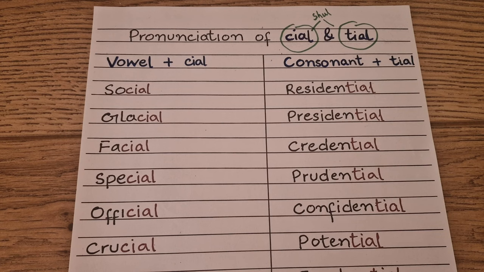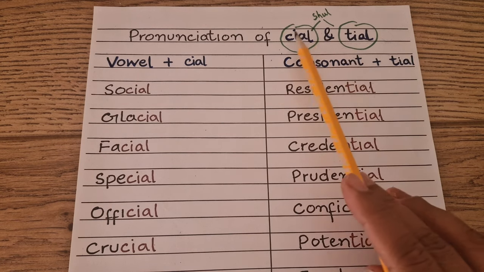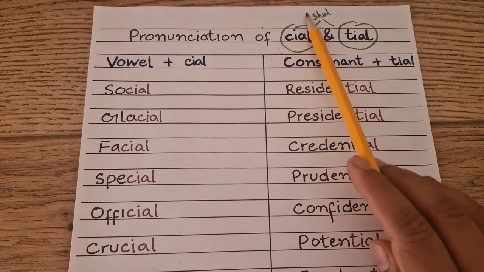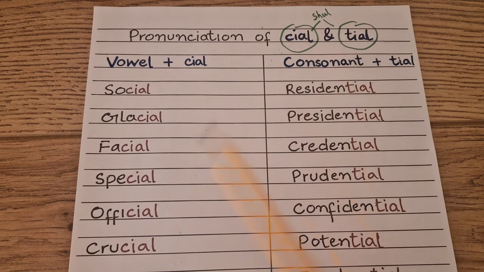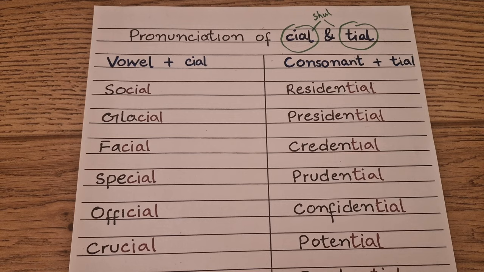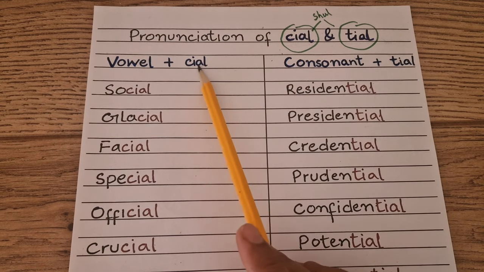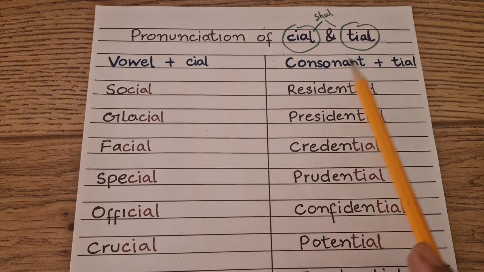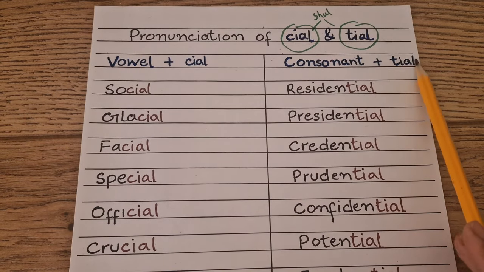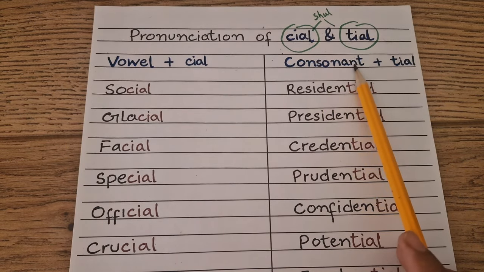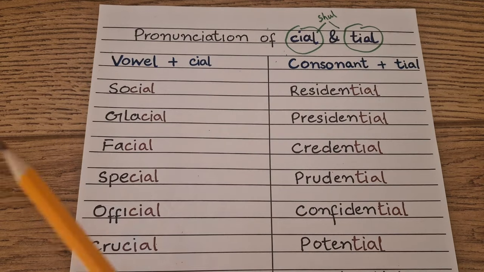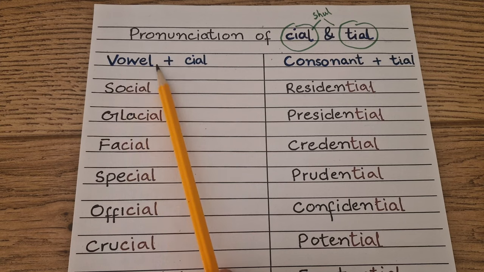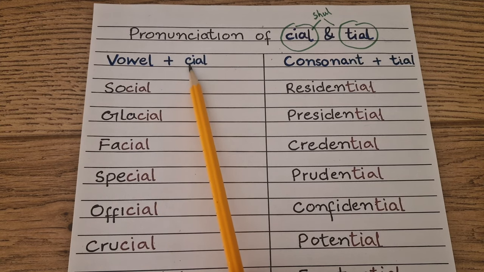So, in this video we will learn when to write C-I-A-L or T-I-A-L in a word when we hear the "shall" sound in a word. It is a very simple trick. C-I-A-L always comes just after a vowel and T-I-A-L always comes just after a consonant. It means whenever you hear the "shall" sound just after a vowel, then we will write C-I-A-L.